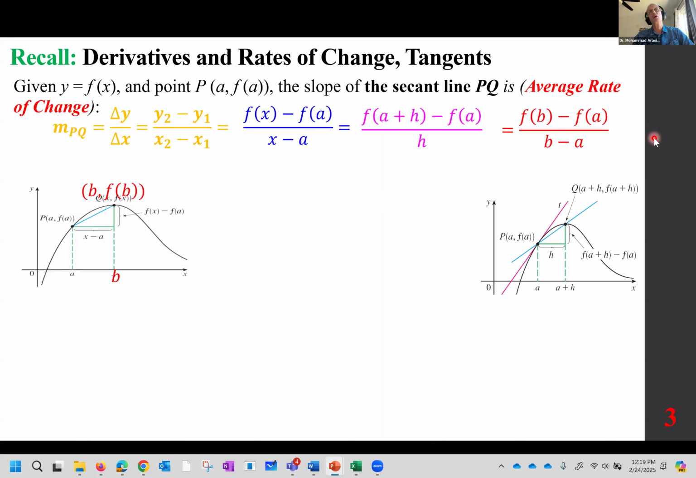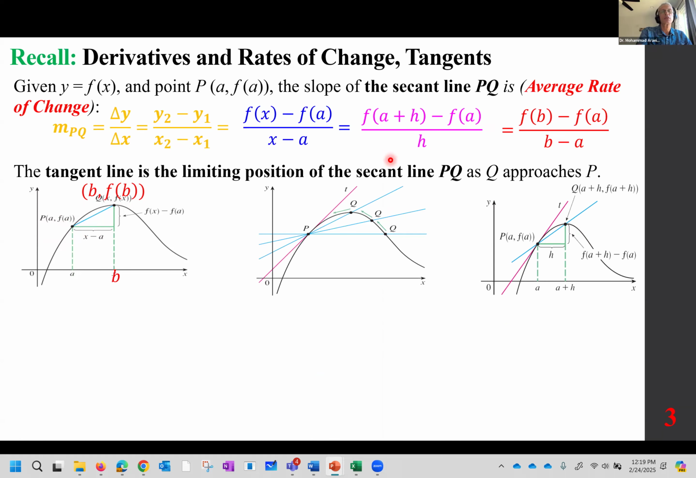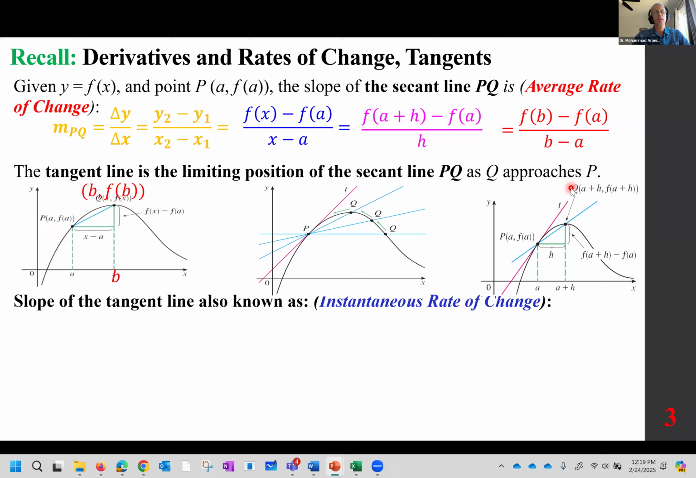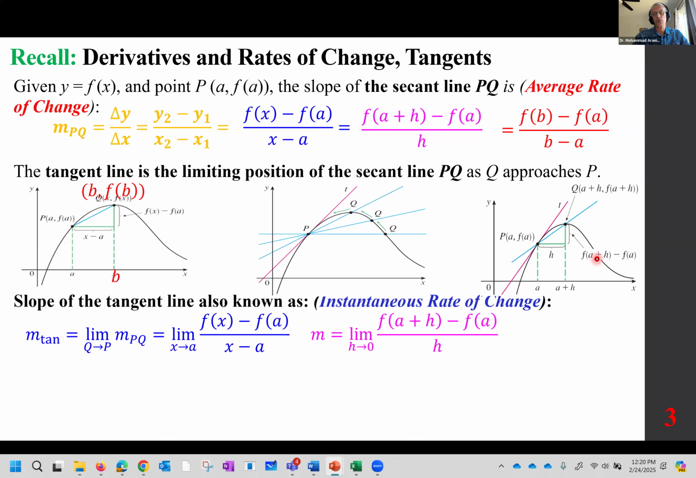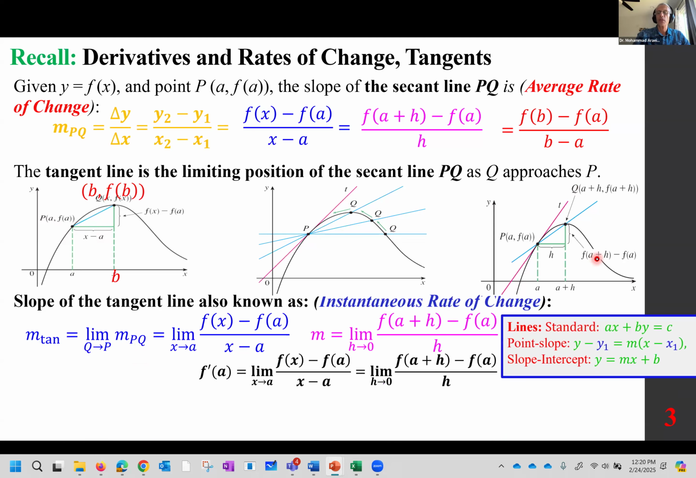All of them are giving us the slope of a line known as a secant line. As q approaches p, we get to a tangent line. So the tangent line is the limiting position of a secant line PQ as q approaches p, and we can see that as instantaneous rate of change. If we look at this one, q approaches p. If we look at this one, x approaches a. If we look at this one, h approaches 0, and we call it f prime.